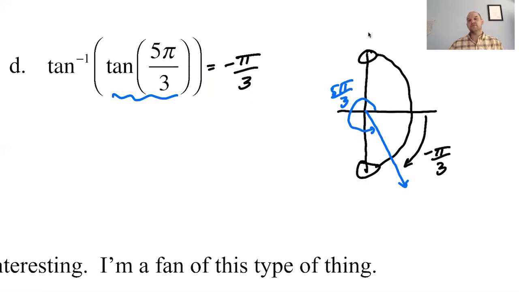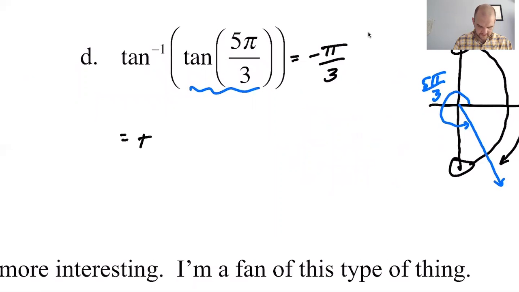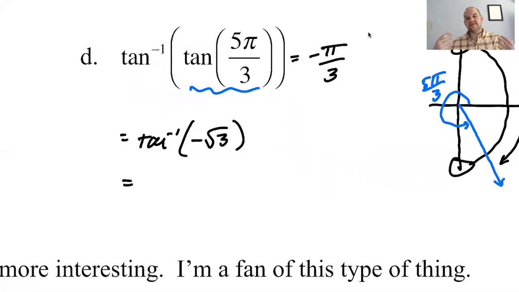So this is different from the previous one. The previous one was like a dumb logic puzzle. This one is a real problem that you need to solve. So here, if I did it a piece at a time, I would be doing the tan inverse of the tangent of 5 pi over 3. It's pi over 3, which means its tangent is radical 3, but it's in the fourth quadrant, so it's negative. So it'd be negative radical 3. And then I just think, what angle between negative pi over 2 and pi over 2 has a tangent of negative root 3? It's negative pi over 3. You get the same answer either way.